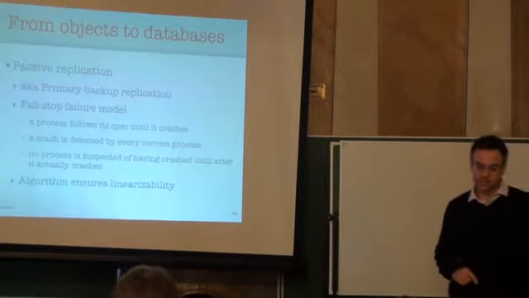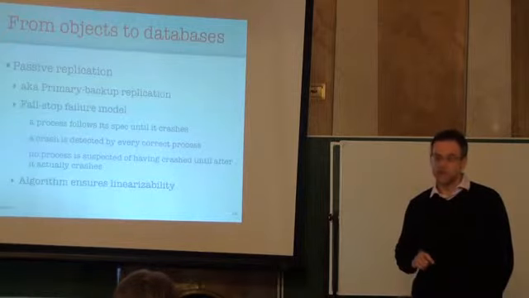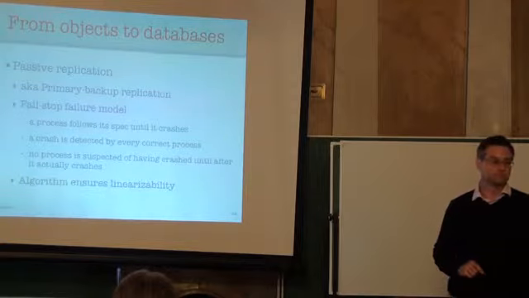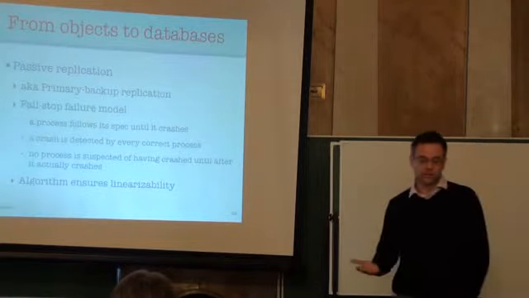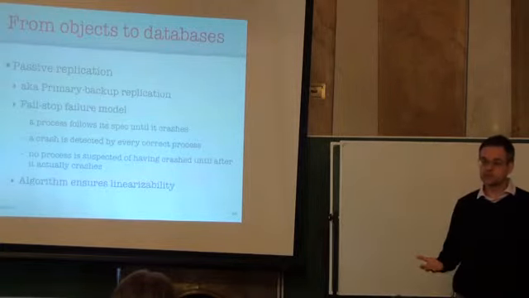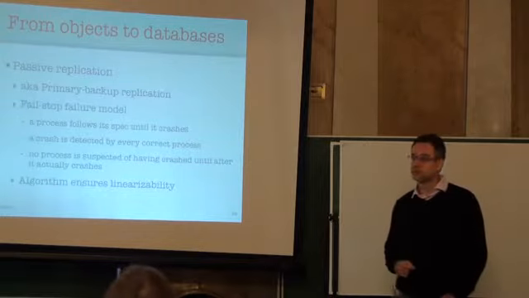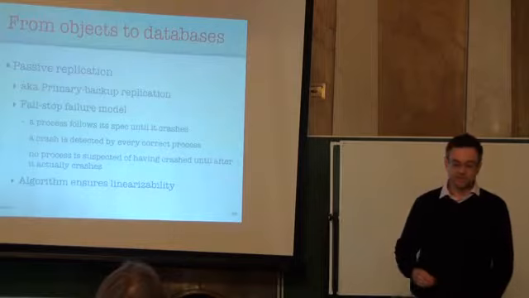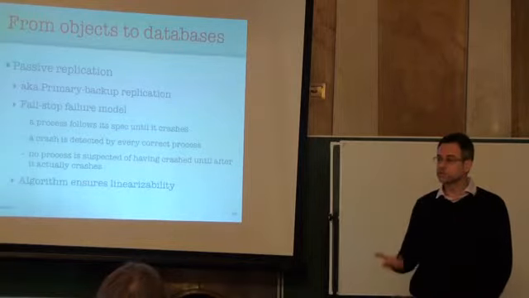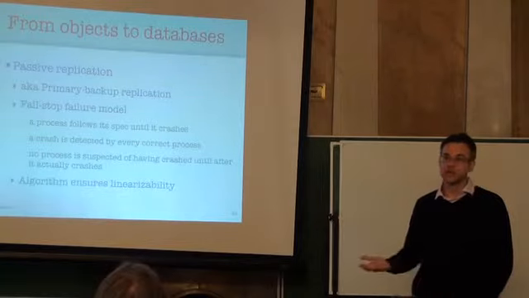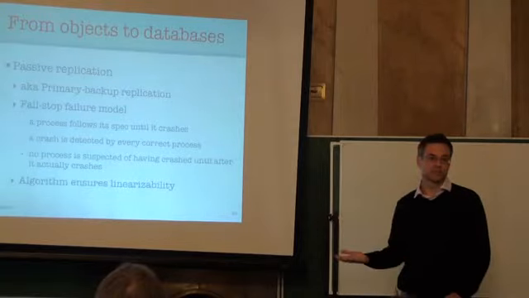So passive replication is also known as primary backup replication. How many of you have heard of primary backup replication? Okay, a few. If you ever try to replicate some server, chances are that you used something similar to primary backup, because that's the most used mechanism. The idea is very simple. In its simplest form, there are two servers. There is the primary, which executes all the requests, and there is a backup. If the primary fails, the backup takes over.